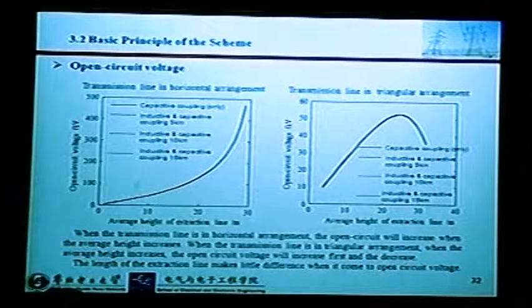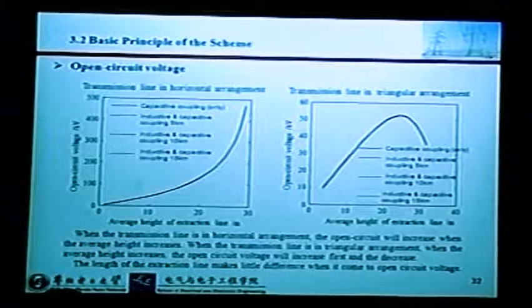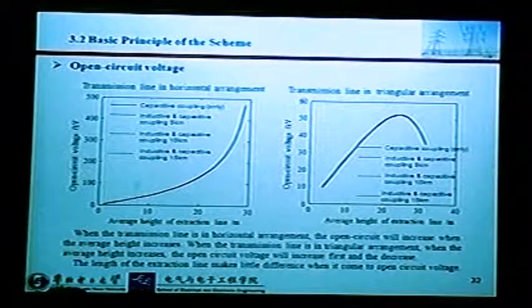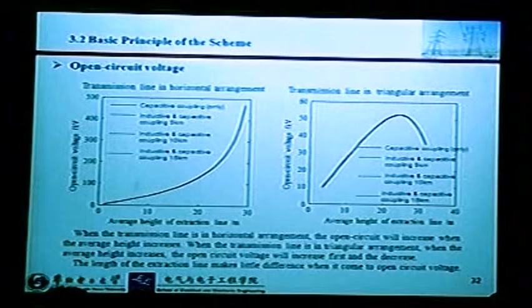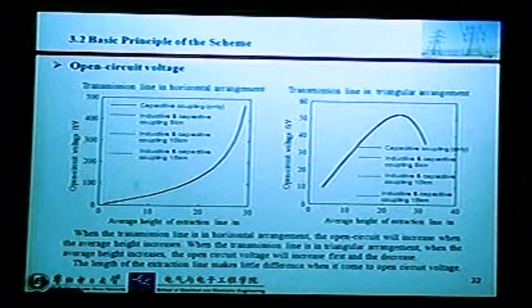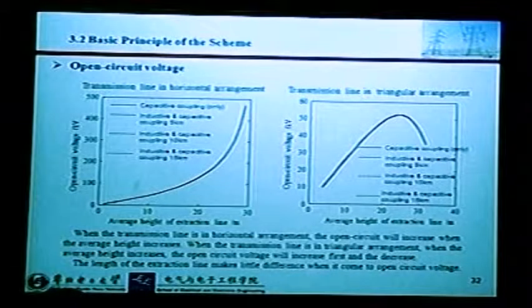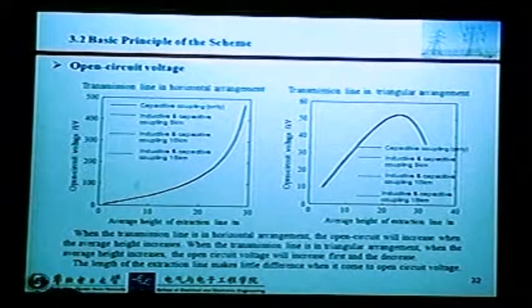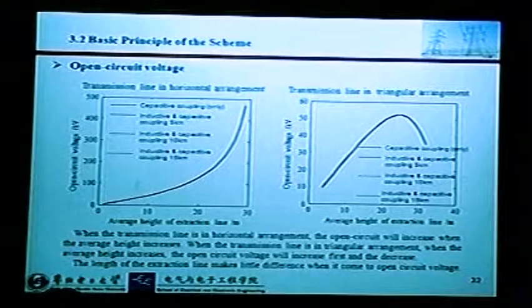We can see that with the transmission line in the horizontal arrangement, the open circuit voltage will increase when the average height increases. When the transmission line is in triangular arrangement, as the average height increases, the open circuit voltage will increase first and then decrease. The length of the extraction line makes little difference to the open circuit voltage because the inductive coupling could be ignored.